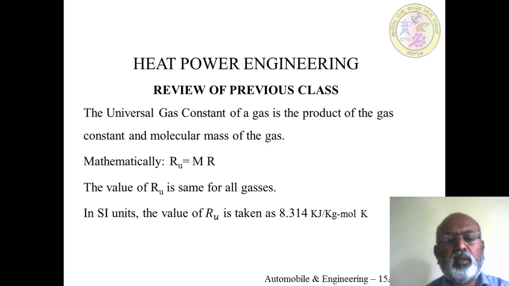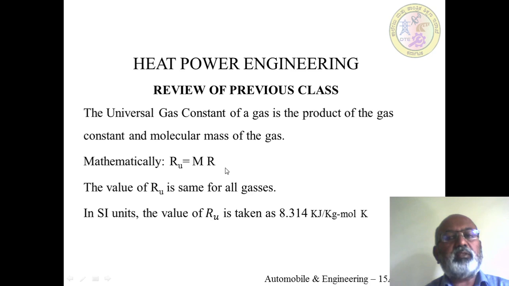First, we will review the previous class, what we had done. We studied the universal gas constant in our last class, and the universal gas constant is nothing but the product of gas constant and molecular mass of the gas. It is represented by R_u = M × R, where capital M stands for molecular mass of the gas and capital R stands for gas constant.